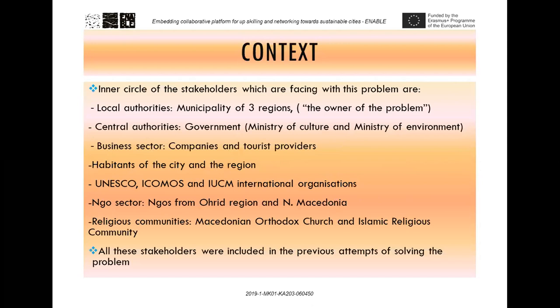So moving on to our case study, the inner circle of the stakeholders which are facing the problem are actually the local authorities, and these are the municipalities of three regions. This is the owner of the problem. Then central authorities, the government or the Ministry of Culture and the Ministry of Environment, the business sector, companies, tourist providers, etc., the inhabitants of the city and the region, the international organizations like UNESCO, ICOMOS and IUCN, the NGO sector, NGOs from Ohrid region and North Macedonia, the religious communities, Macedonian Orthodox Church and Islamic religious community, and all these stakeholders were included in the previous attempts of solving the problem.